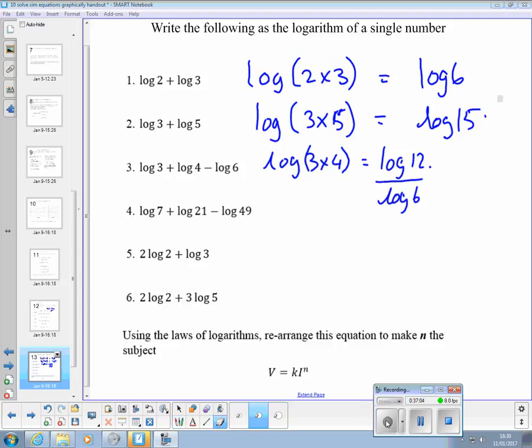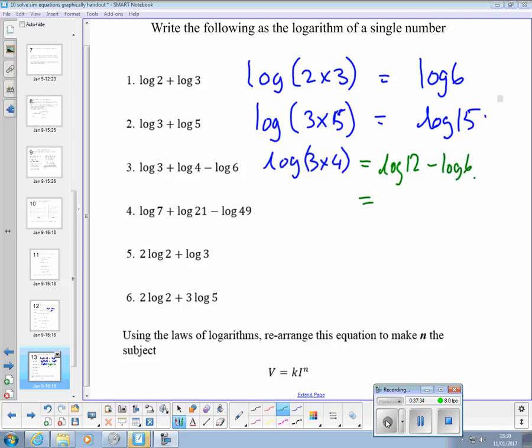Look at this, right? Look at your question. That bit has added those two together to get the log of 12. Now we've got to take away from that result the log of 6, which is equal to the log of 12 over 6.